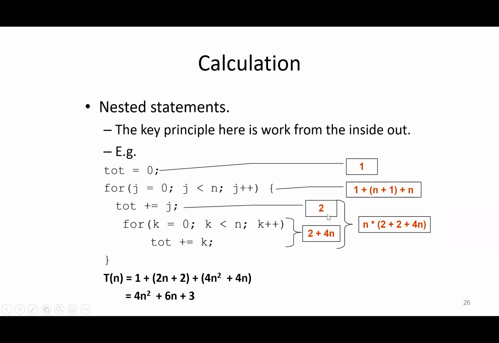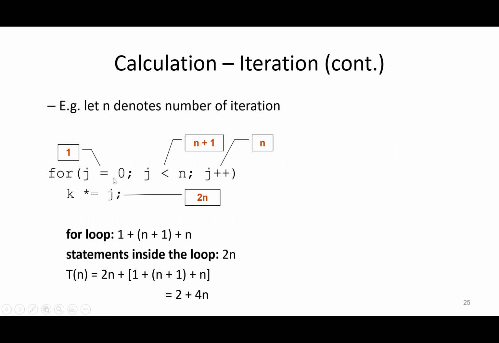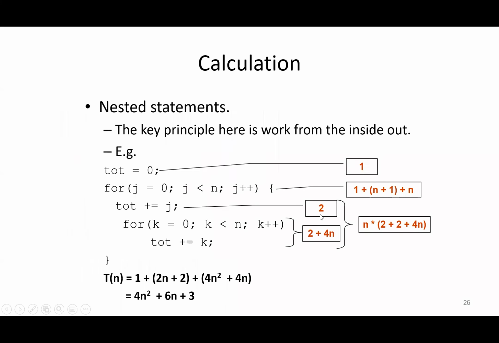Okay, n multiplied by 2 plus 2 plus 4n. So you just add up everything together, and at the end you get 4n^2 plus 6n plus 3. Here you can see that when you have 2 nested for loops, your time complexity is usually n^2 because it's nested. But the previous one only had 1 for loop, so the time complexity is only n, where n is how many times you loop. You can say that it's your data size. Same also for this one. So this is how we calculate for nested loops.